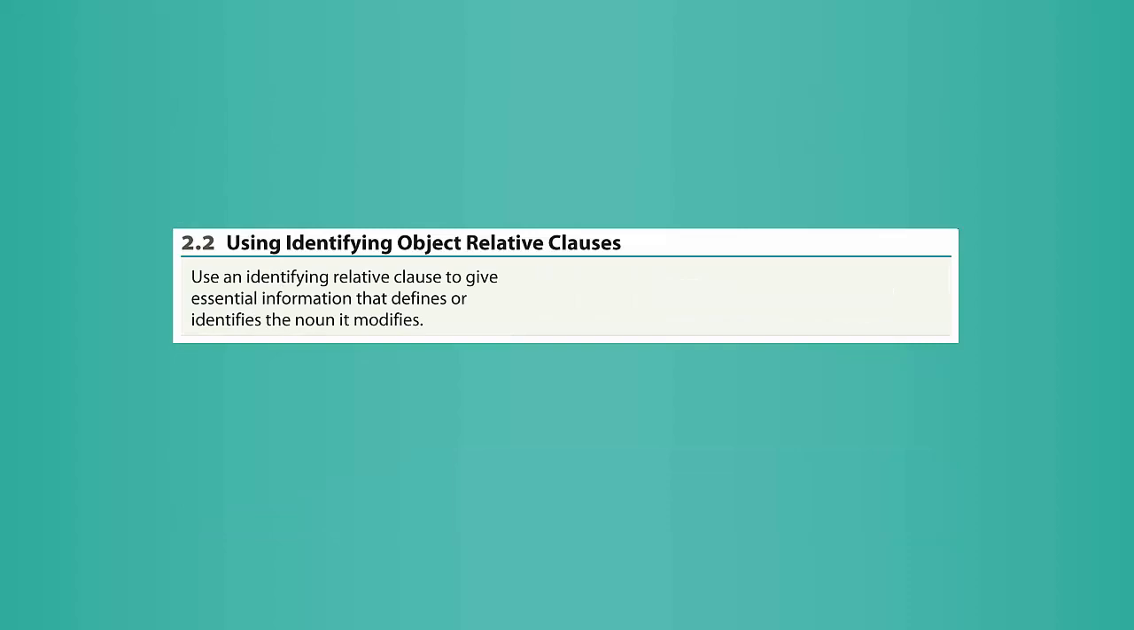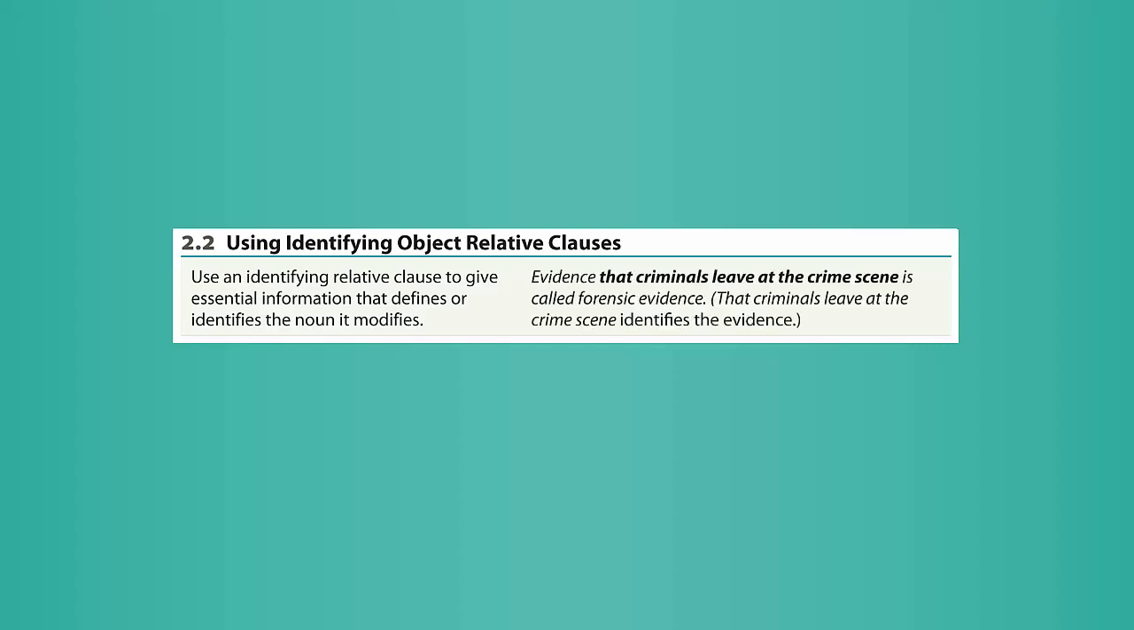Now let's consider using identifying object-relative clauses. We use an identifying relative clause to give essential information that defines or identifies the noun it modifies. Remember the word essential information because that one is very important. For example, evidence that criminals leave at the crime scene is called forensic evidence. That criminals leave at the crime scene identifies the information. That clause is very important.